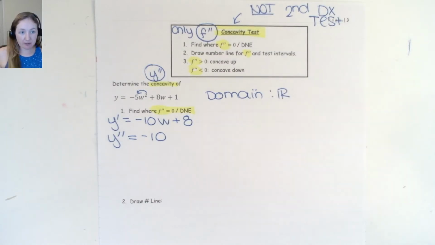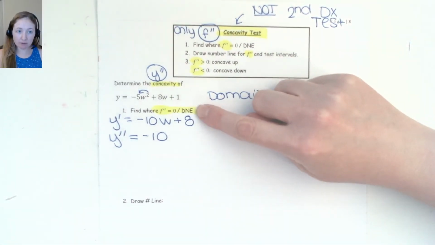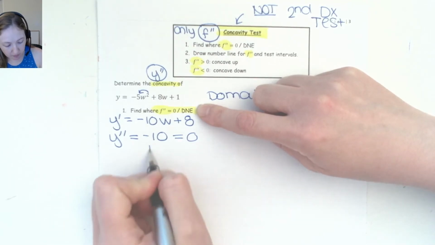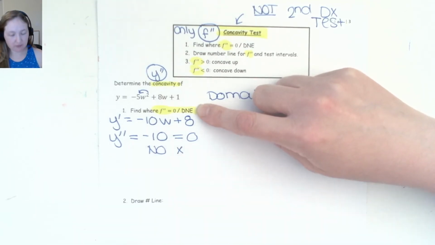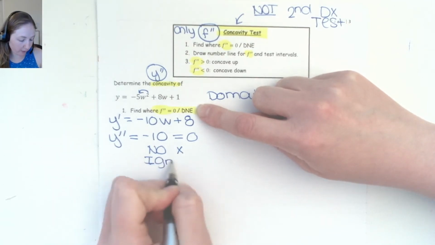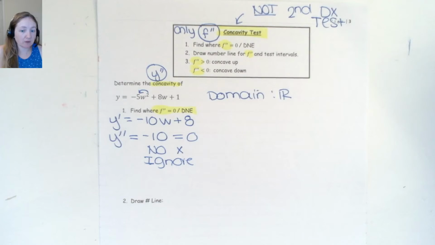Now, you'll notice that I'm then supposed to set that second derivative equal to 0 or does not exist. Now, if I set this equal to 0, there is no x to solve for. So basically, I'm going to ignore this negative 10 completely, because there's no x there to solve for. Now, that doesn't mean that you just throw your hands up in the air and say, I'm not going to do anything. What that means is two things.